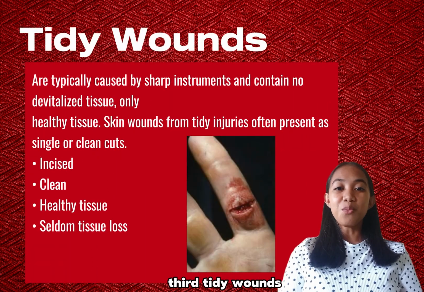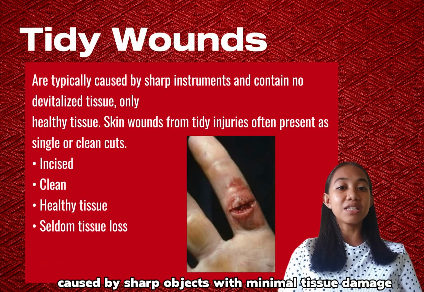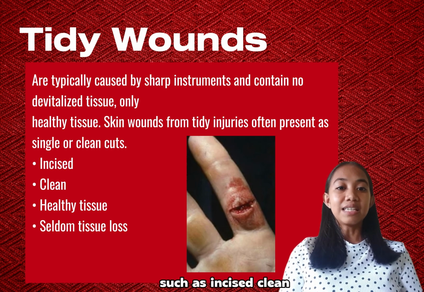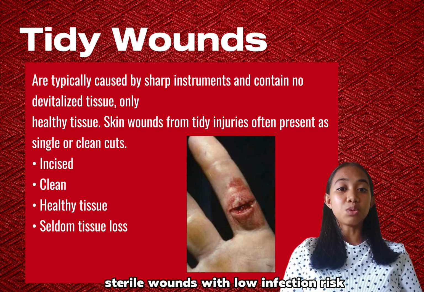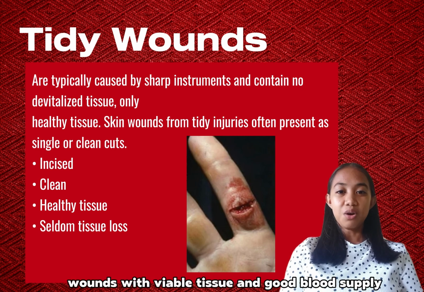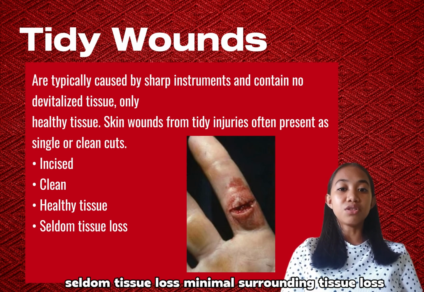Third, tidy wounds caused by sharp objects with minimal tissue damage, such as incised, clean straight cuts, clean, sterile wounds with low infection risk. Healthy tissue, wounds with viable tissue and good blood supply. Seldom tissue loss, minimal surrounding tissue loss.